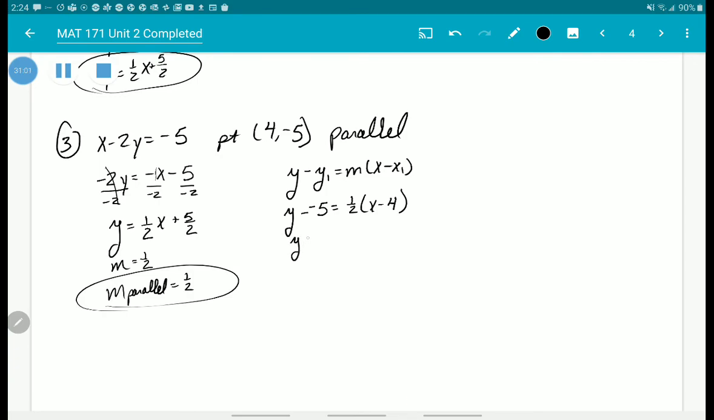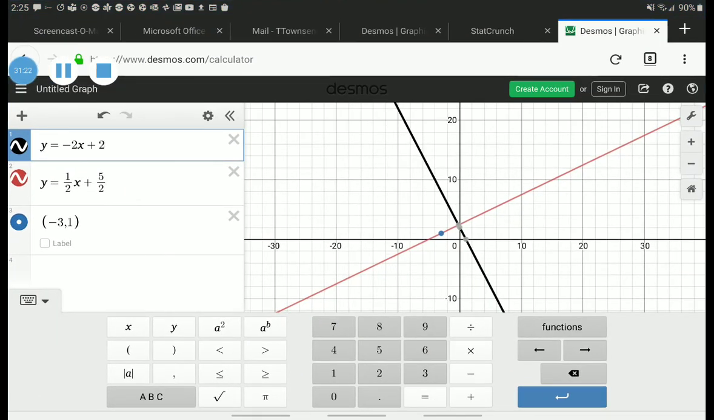I'm going to clean this up. Distribute the 1/2, and then I'm going to move this guy to the other side. So there's the equation of our line. And a good thing to do would be to graph this in Desmos so you can see what it looks like. So let's do that.